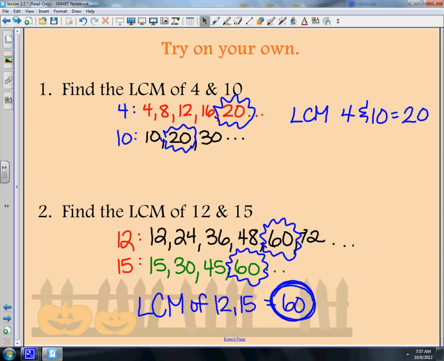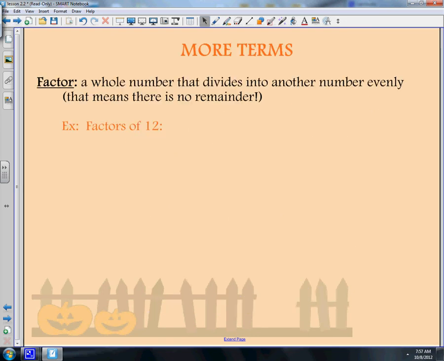We will do more examples like this in class, and then we can further explain when you would ever use this. All right, so more terms. Now we're moving on to factor. A factor is a whole number that divides into another number evenly, that means there's no remainder. So what are the factors of 12? So factors means that you want to break it up. I don't want to multiply and write 12, 24, 36. I want to break up 12.